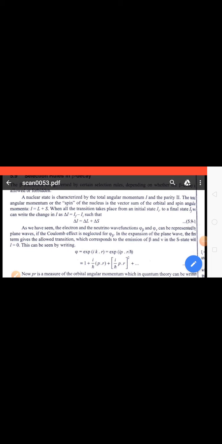When a transition takes place from an initial state to a final state, we can write the change in total angular momentum, del I, equal to I_F, the spin of the final state, minus I_I, the spin of the initial state, such that del I is equal to del L plus del S. Please write down the equations.